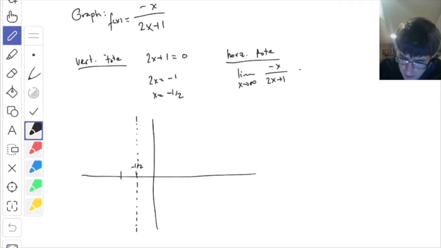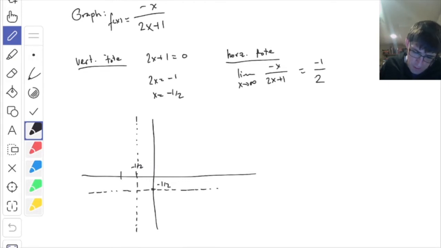So here we're going to get minus 1 on top and 2 on the bottom. These are the ratios of the x coefficients. So my horizontal asymptote is also at negative a half. I got the same thing here. This is a coincidence. Also at negative a half, I have a horizontal asymptote. There we go. All right, these are my asymptotes. Any questions so far?